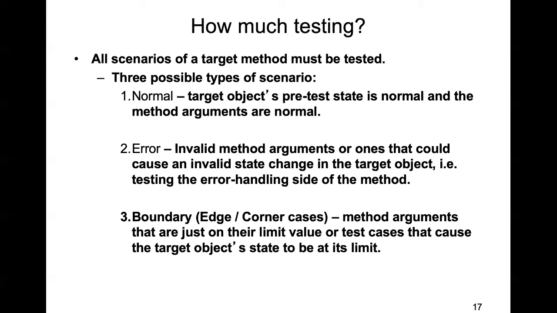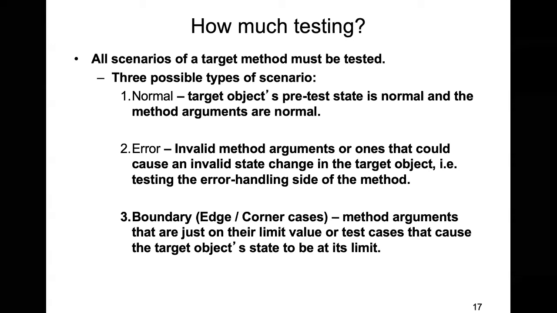Also, boundary cases may relate to the internal state of the target object. In the case of our catalog, what if our catalog was empty, if the array of products was empty? Does our target method behave in that kind of boundary case or edge case? I don't have an upper limit in terms of the number of products in the catalog, but maybe for a particular application, there may be some upper limit on the size of the catalog.